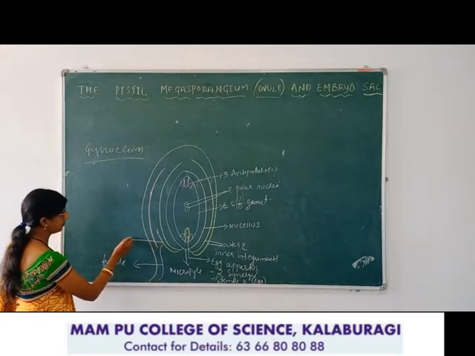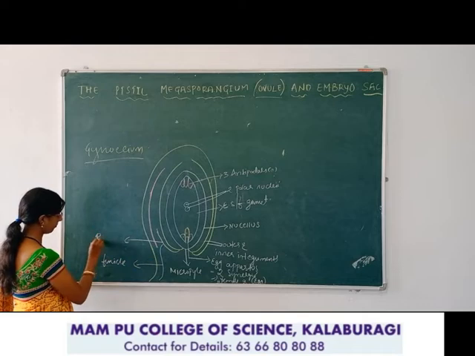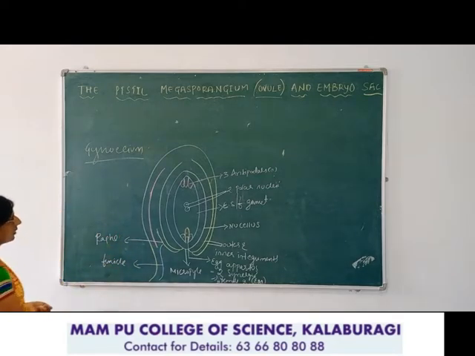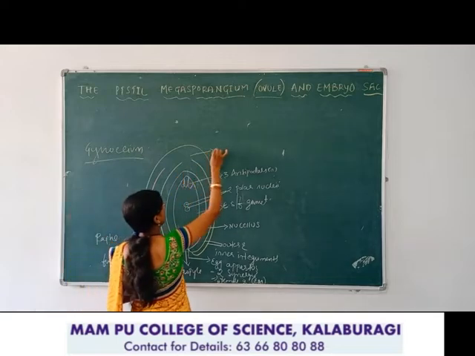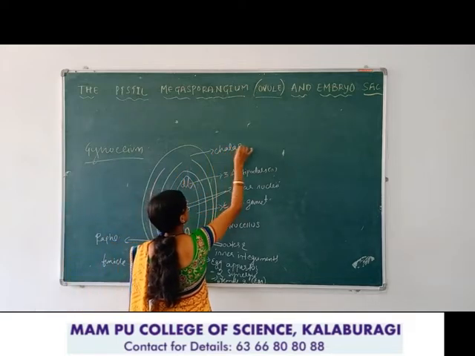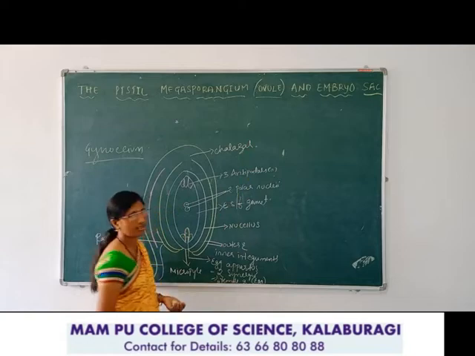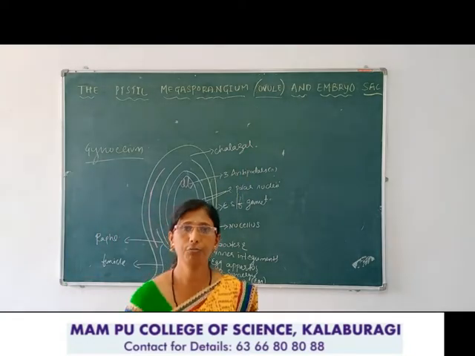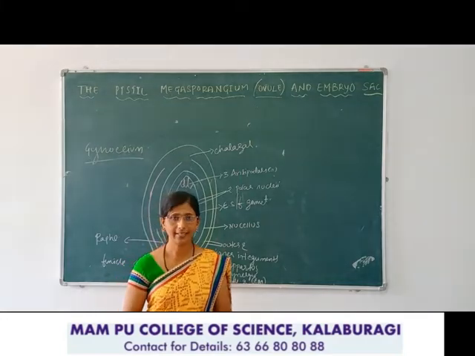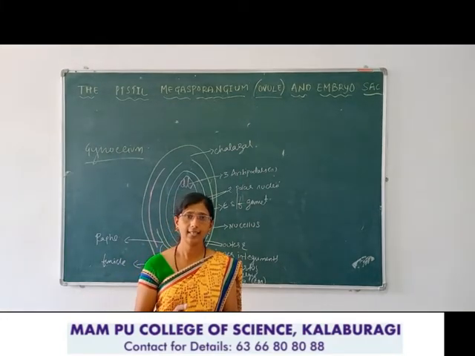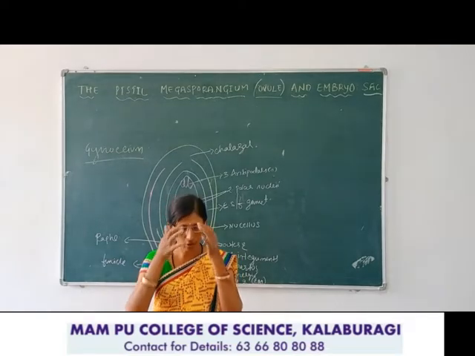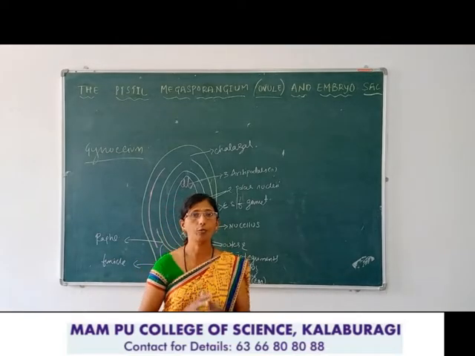This is the raphe, and this is a chalaza. So this is the section of the ovule; that is, we have to take the LS, that is the vertical section or the longitudinal section of the ovule.